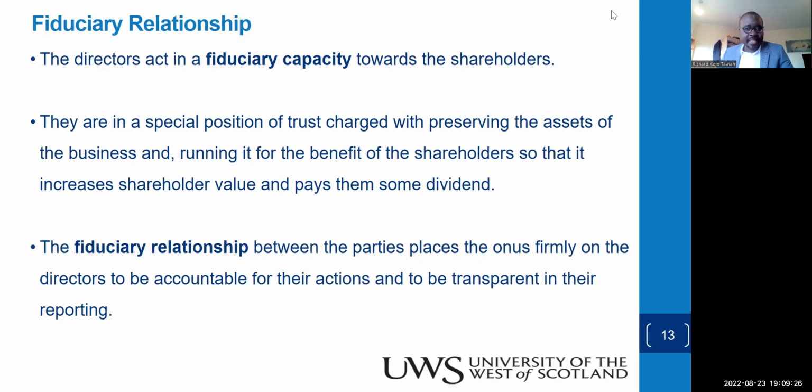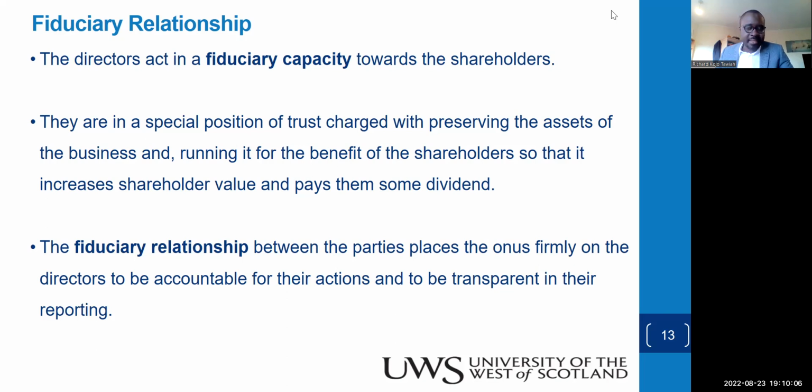I've cited this in the agency theory, where directors must ensure that the resources of the shareholders are put to a proper use, preserve these assets, safeguard these assets to ensure that the shareholders' resources, their investments, increase in value. They should get some good dividends as a result of what they've invested in the company. Still links to the agency theory. So a fiduciary relationship would always exist between the parties, usually the directors, and then we expect them to be transparent and accountable in their reporting.